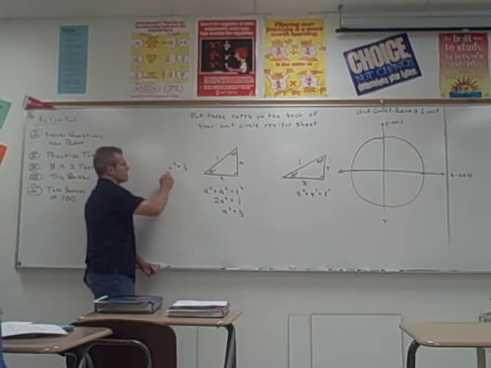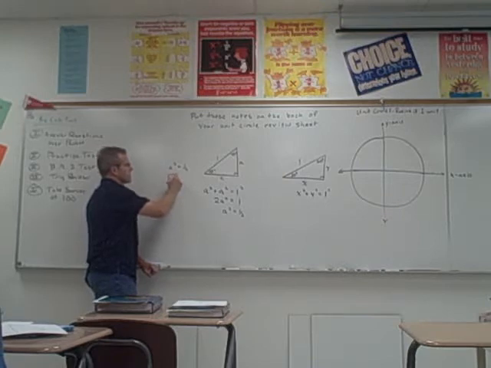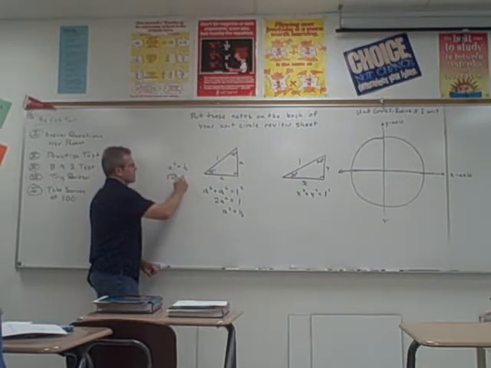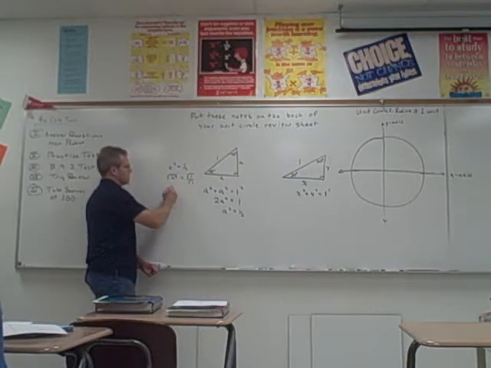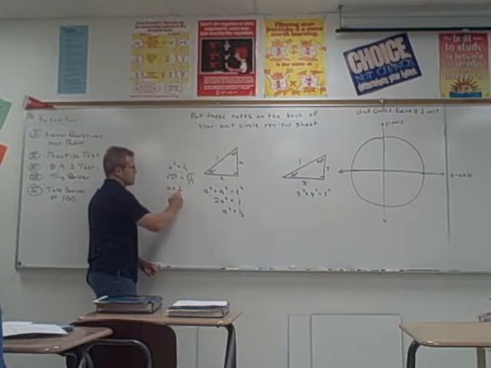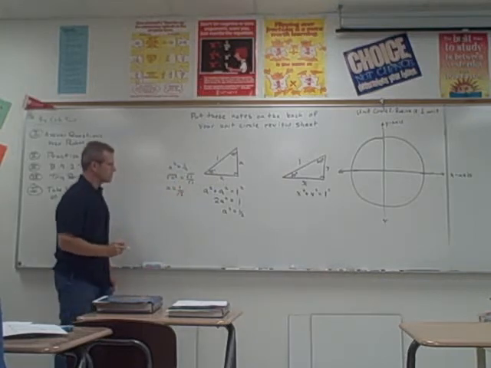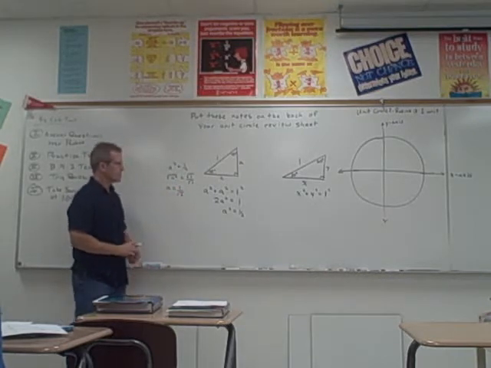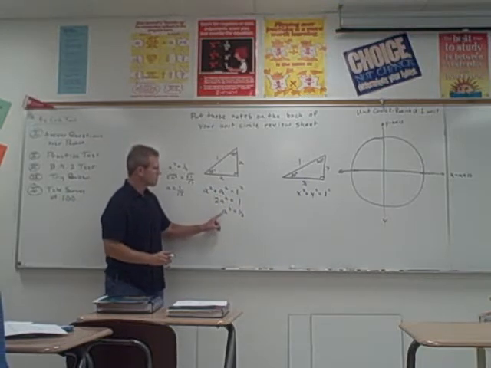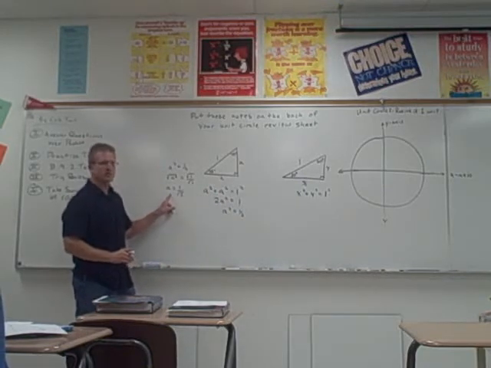Square root both sides. So I'm going to square root the a squared, I'm going to square root the 1, I'm going to square root the 2. So a comes out, square root of a squared is a. Square root of 1 is 1. a equals 1 over the square root of 2. So I'm just using the Pythagorean theorem solving for a. Any questions so far?